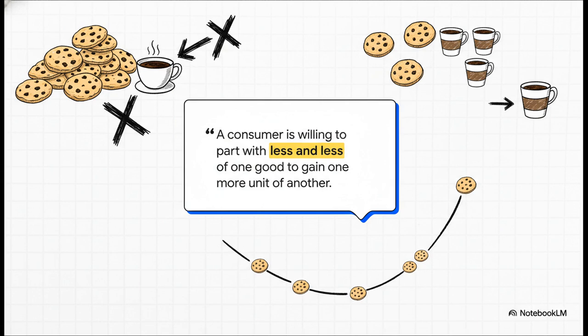And this quote just nails it. You're willing to trade more of what you have a lot of for one of what you have little of. Let's go back to our coffee and cookies. When you're swimming in cookies, you have 10 of them and only one coffee, you'd probably be willing to give up a bunch of cookies just to get that second cup of coffee. But fast forward to when you have 4 cookies and 4 coffees, the situation's totally different. Now you're way less willing to part with one of your precious cookies for just one more coffee. Your willingness to trade goes down, it diminishes, and that is what creates that beautiful, bowed shape.